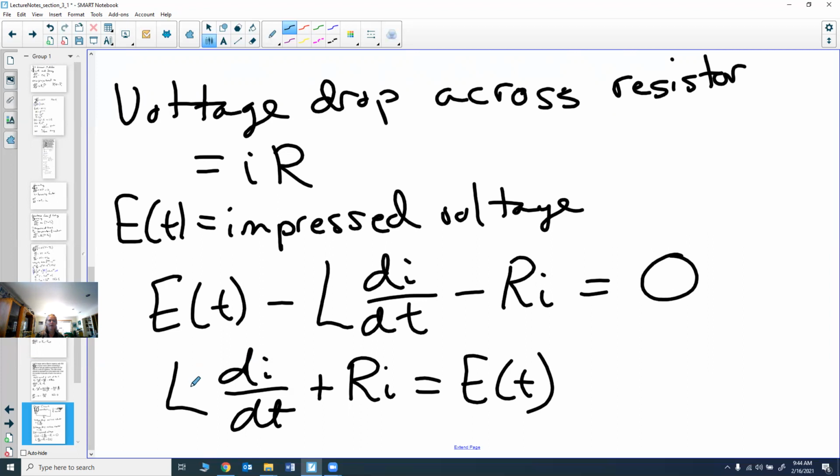So we now have this differential equation, putting the derivative on one side, the I on one side. E of t is constant in terms of I. It's not constant in terms of t, but it's constant in terms of I. So we'll take it to the other side. Again, we get a nice linear differential equation. And you can solve these.